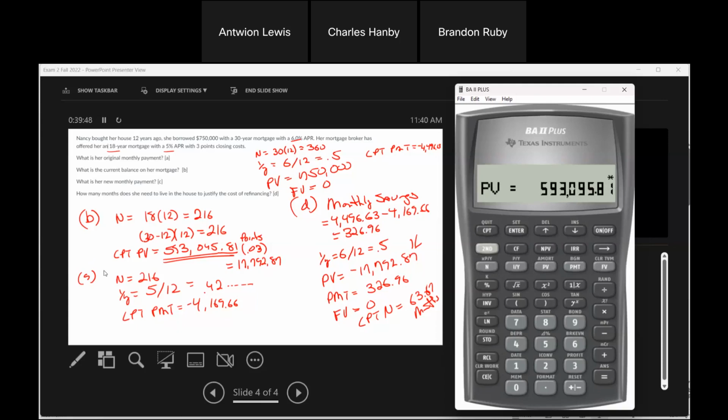So step C is to put in the new rate. Nothing else changes. So 5 divided by 12 equals 0.42 I/Y, and then compute payment. So that's $4,169.69.